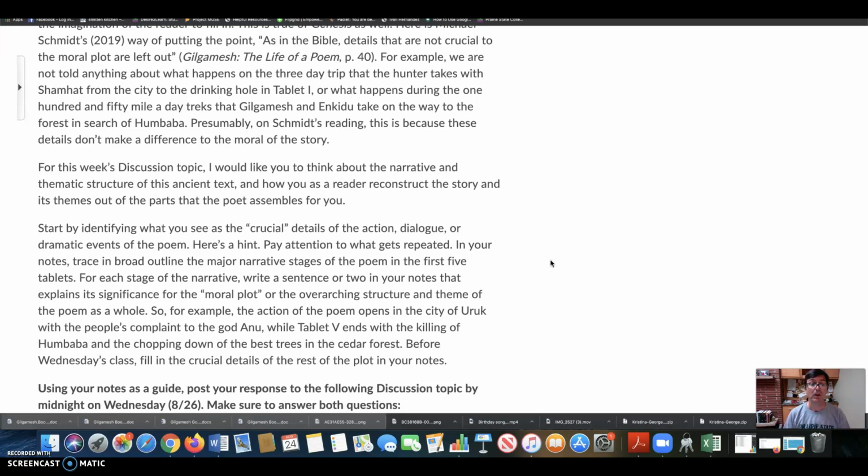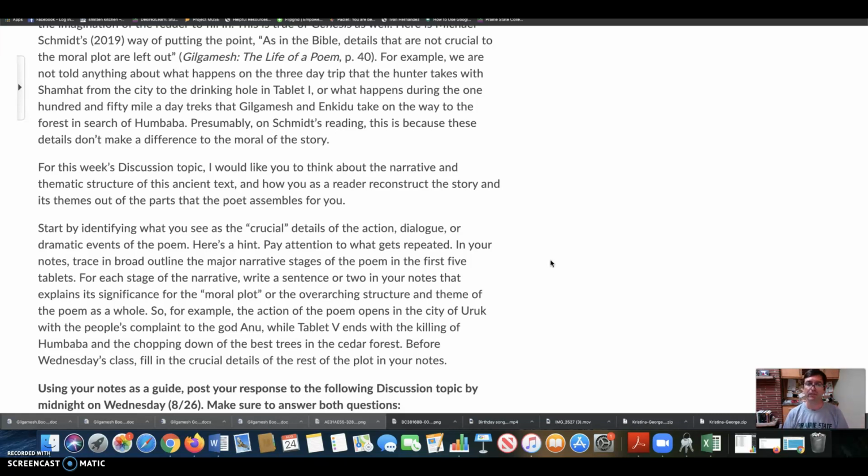To give some examples of major narrative stages or crucial details of the poem, the story really begins after the prologue in the city of Uruk, with the people complaining to the god Anu. Gilgamesh, the king, is, I don't know how you want to put it, abusing his power. He's a restless king. He seems to have no boundaries. The people complain to the god Anu. That's the first major event, and everything that happens after that follows from the complaint of the people.